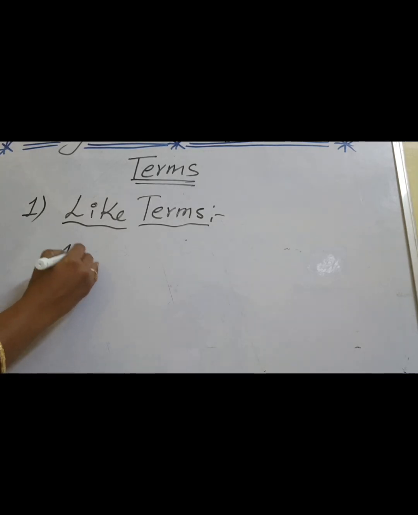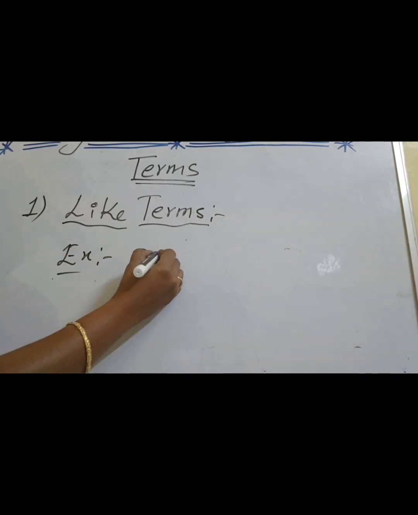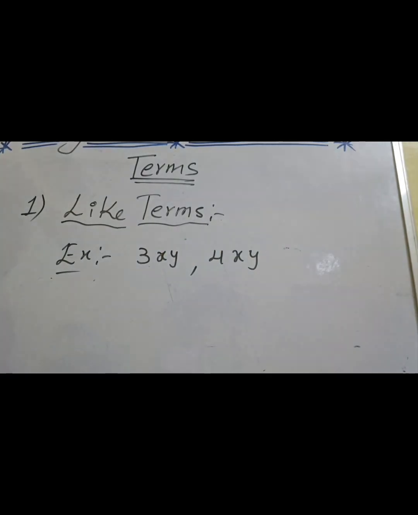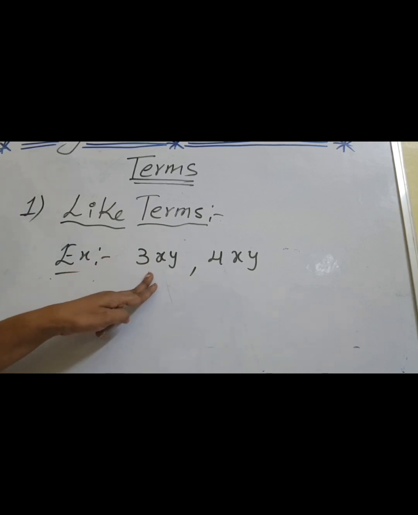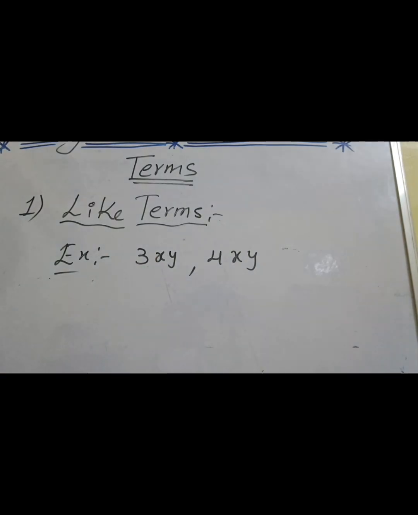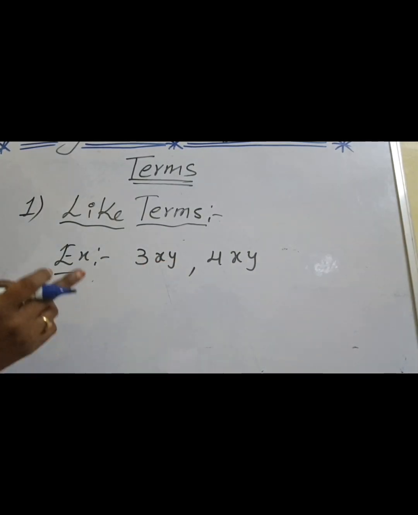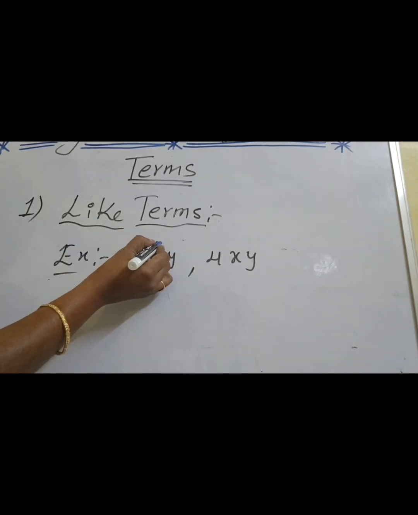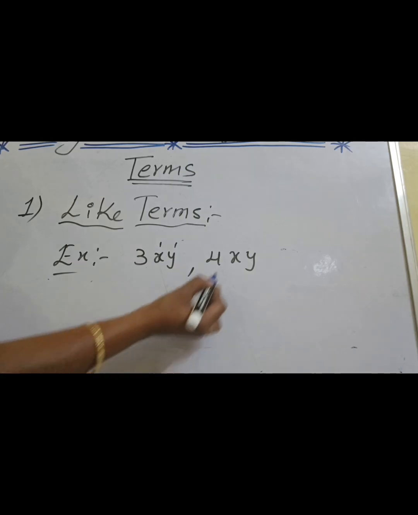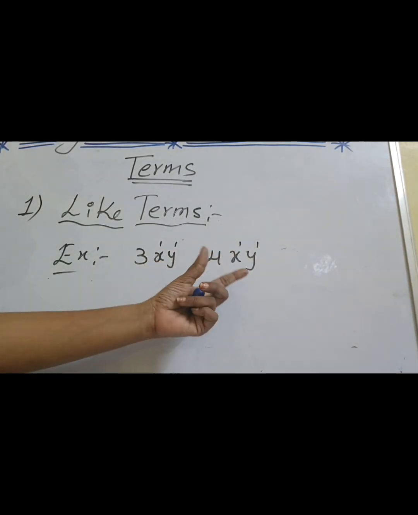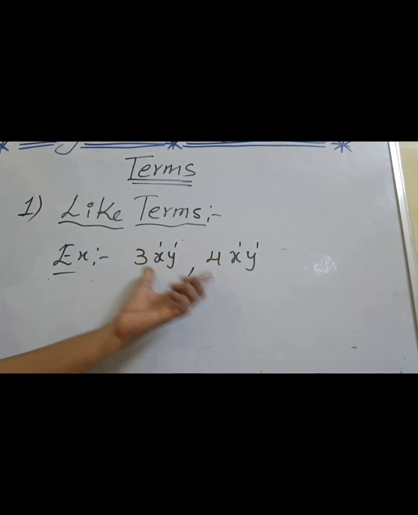Okay, let us see some examples. Suppose 3xy and also 4xy. Once you observe these two terms children, this is one term, this is one term, right? Now in this term I am using x, y variables, and in this term also I am using x and y variables. Are they similar? Yes. And we need to check the exponent also. Here the exponent of x is 1, the exponent of y is 1, here 1, here 1. Is it the same? Yes. So we can say that these terms are like terms.